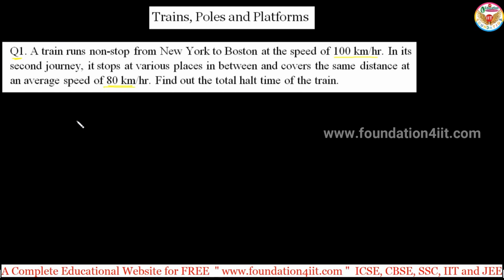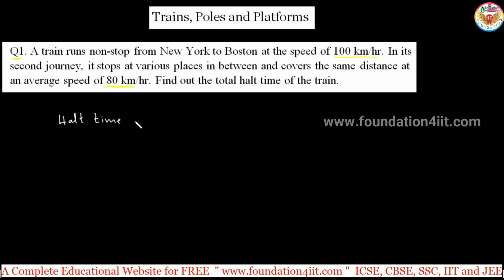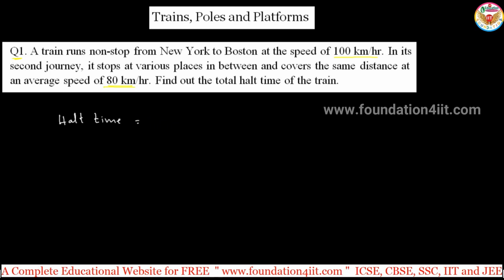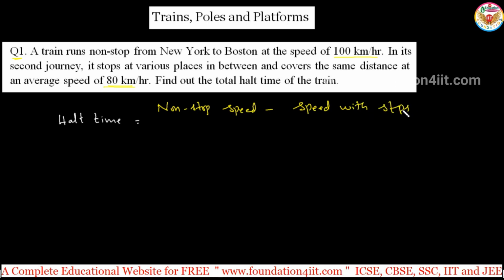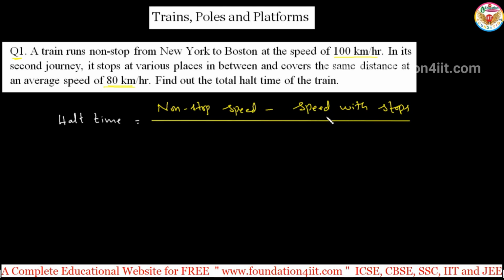Instead of the lengthy method, I'll give the short method directly. To find the halt time, how much time it stops in between, take the difference between the speeds. This goes in the numerator: the non-stop speed minus the speed with stops, because the non-stop speed is more. Divide by the non-stop speed again. Just apply this and you'll get the halt time.